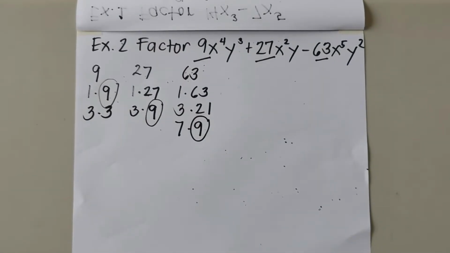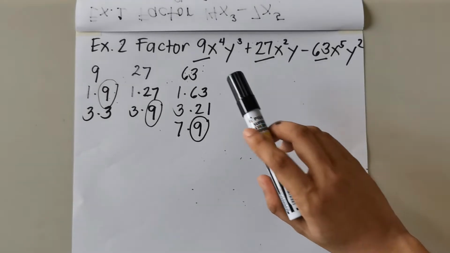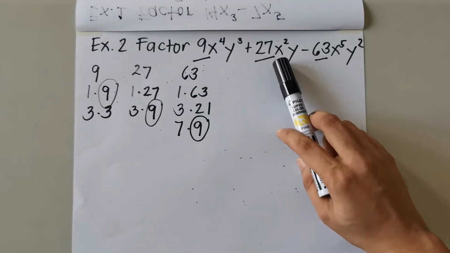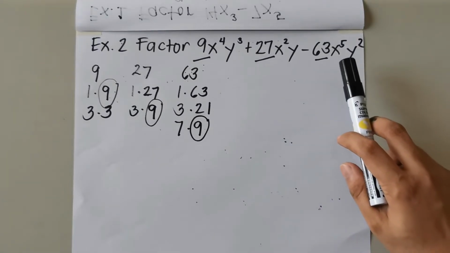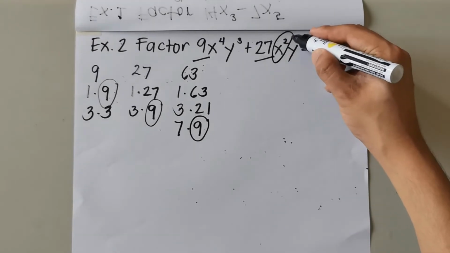After getting the GCF of the numerical coefficients, let's now proceed to comparing the variables. In this case, we have two variables, the x and y. Of course, we are going to focus on the x first. Compare the exponents. On the first term, it's x raised to 4. On the second term, it's x raised to 2. And on the last term, it's x raised to 5. Remember that what you're going to choose is the variable with the lower exponent. So we are going to choose x squared.